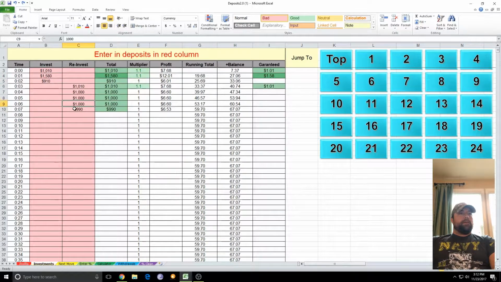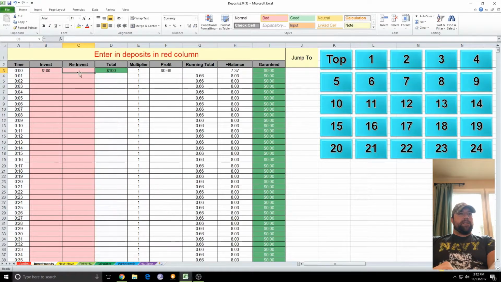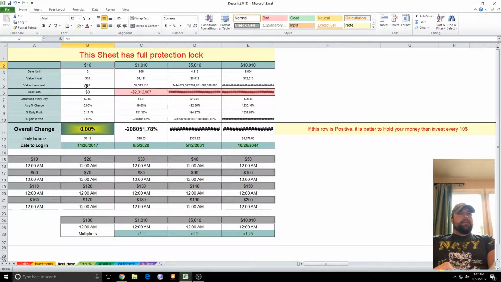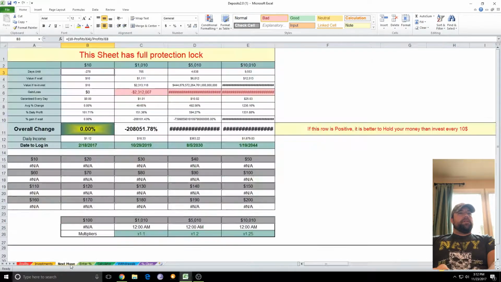Delete. All right, so let's say we had $100. We go to our next move page. It says it's going to take us 3 days. Get rid of that. Let's go back to that next move page. So it's going to take us 278 days.